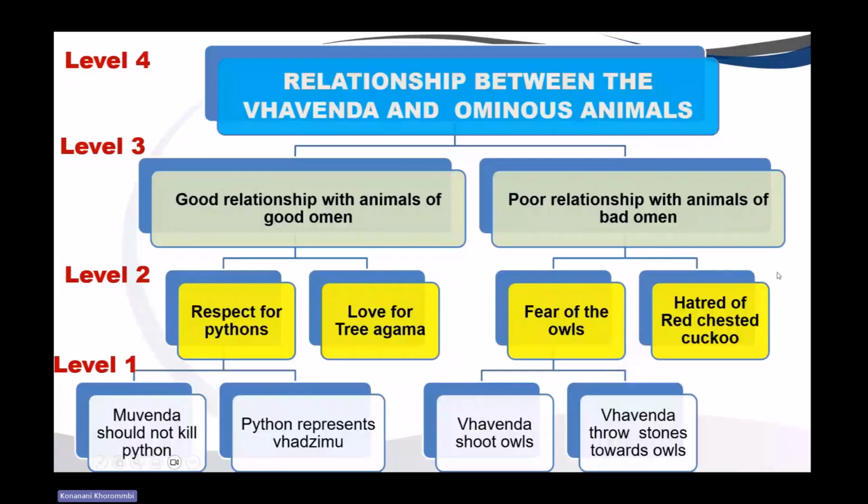You can see that level 1 there does still have Python. But when I move up to level 2, to the yellow, I don't talk about the Python. It is a theme of respect for Pythons. Even where at level 1, there is a Python. A Python is just part of the statement that Movenda should not kill what? A Python. It is a statement. So I could remember out of this box, level 1, Movenda should not kill a Python.